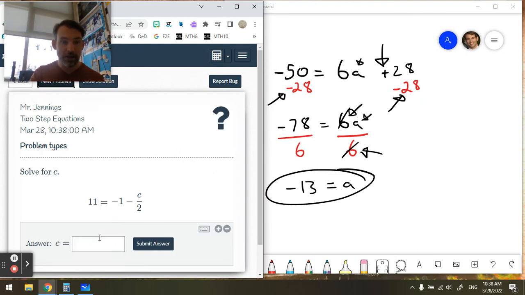Hooray, let's do another. Here, I add 1 to both sides to clear that minus 1. So that gives me 12 over there. 12 is equal to negative c over 2. Well, c can be negative 24. All right, I'm going to multiply both sides by negative 2 because here I'm dividing by negative 2. And when I multiply 12 by negative 2, I get negative 24.